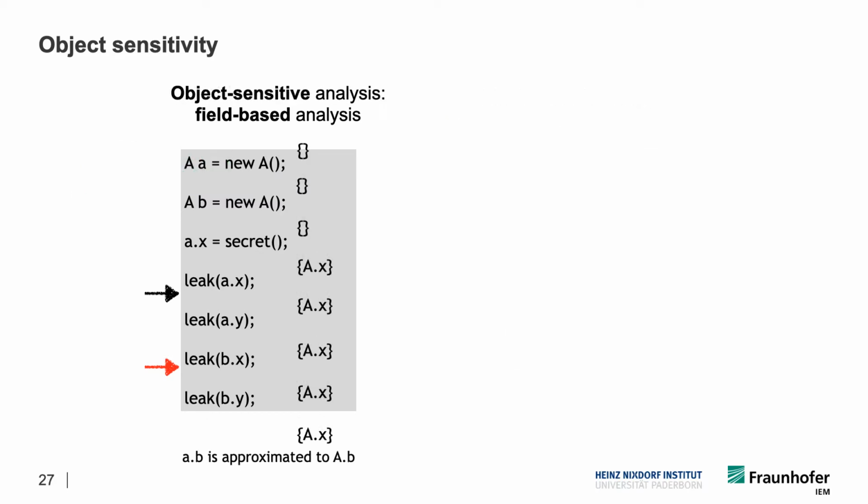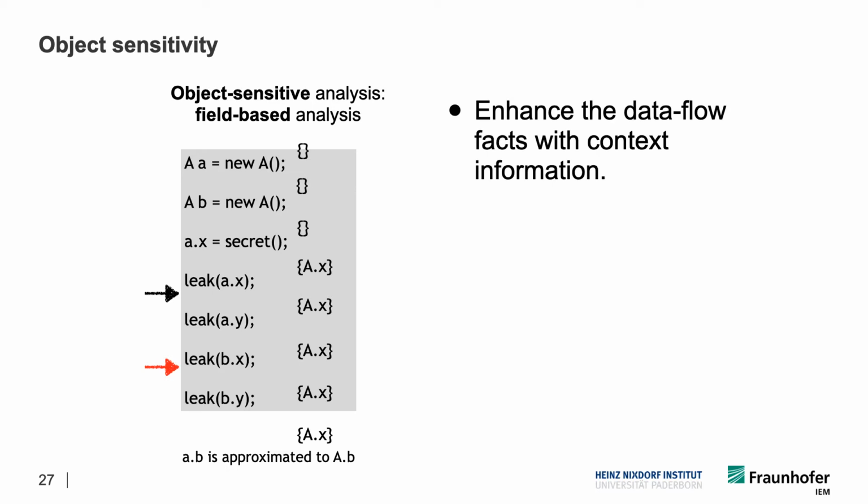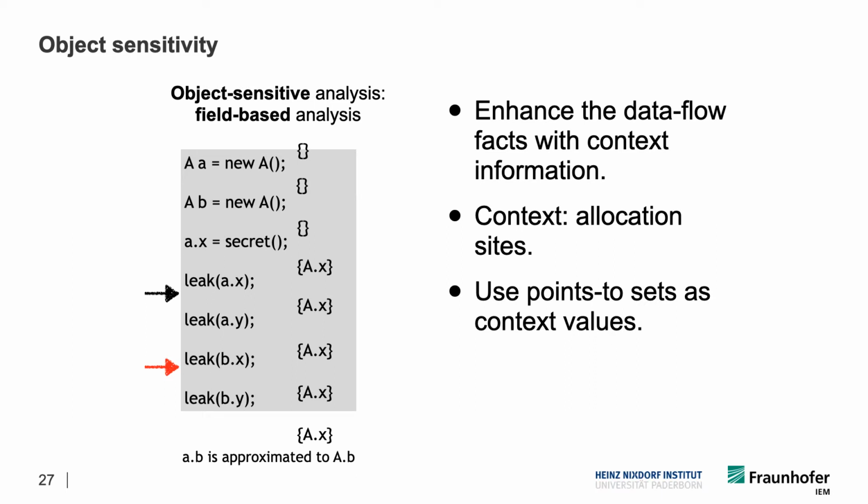So let's do that here. The idea is that we enhance the data flow facts with context information, but now as context, we're not using call sites, we're actually using allocation sites. And in particular, we are using points-to sets, so sets of allocation sites as context values, okay? In this program, we have two allocation sites. Let's name them A1 and A2.